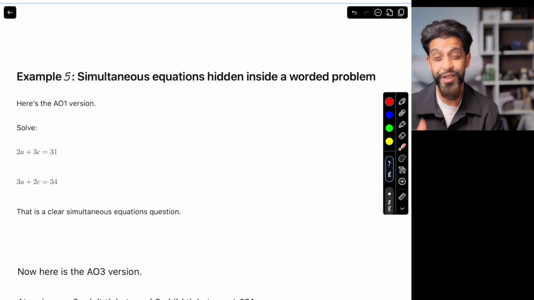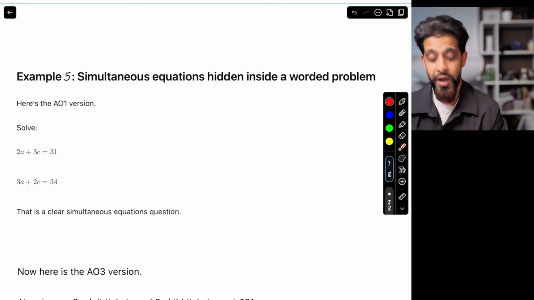Now, the last one I have, and I can do loads more examples like this, but you can see any of my GCSE Maths walkthrough videos where there's plenty of examples like the ones I've shown you, plus more.